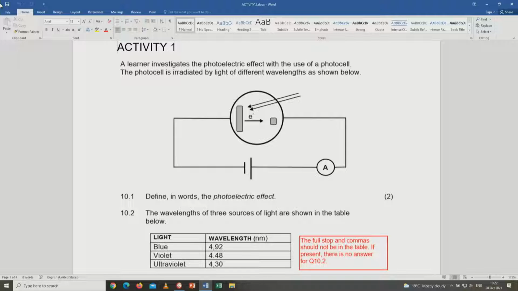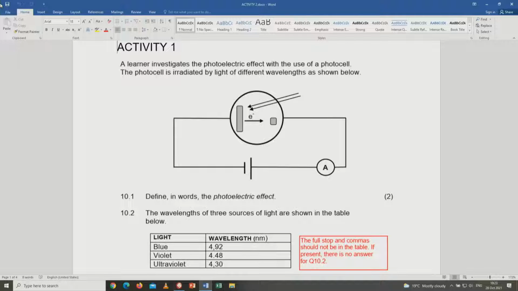We defined the photoelectric effect earlier, and we said that it is the process whereby electrons are ejected or released from the surface of the metal when light of a suitable frequency is shone onto the metal. I emphasized the words suitable frequency. That is a very important word in that definition, because it tells us that not every light will be able to eject or release electrons from the surface of the metal.